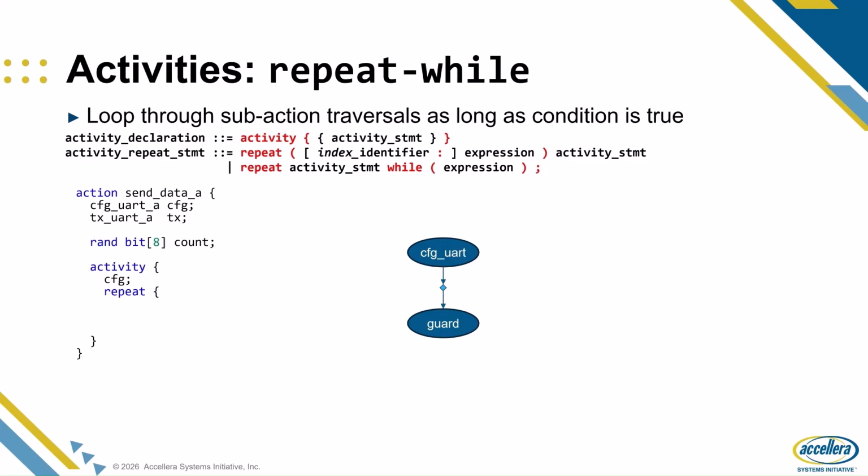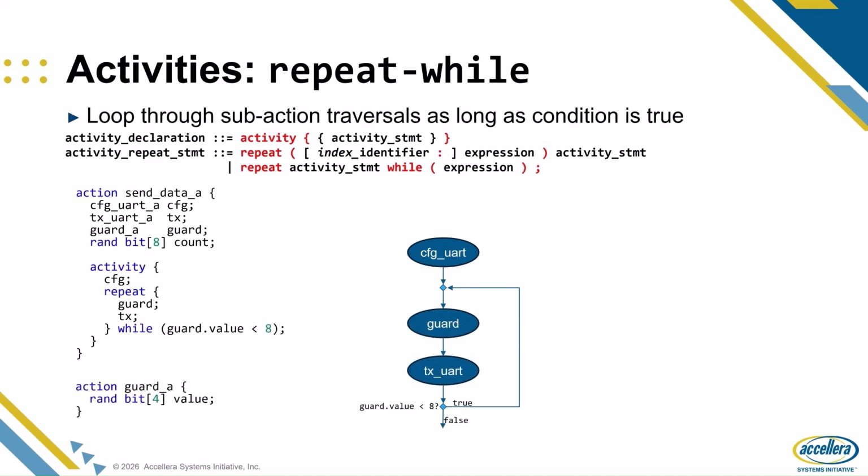Repeat while adds a conditional loop. It keeps going as long as the condition holds. This is different from repeat, which has a fixed count. In this example, we have a guard action with a random 4-bit value. The loop traverses the guard action followed by TX, and it then checks the while condition. If it's true, we loop back again, and if it's false, we exit. This is great for modeling protocols where you don't know ahead of time how many iterations you're going to need.